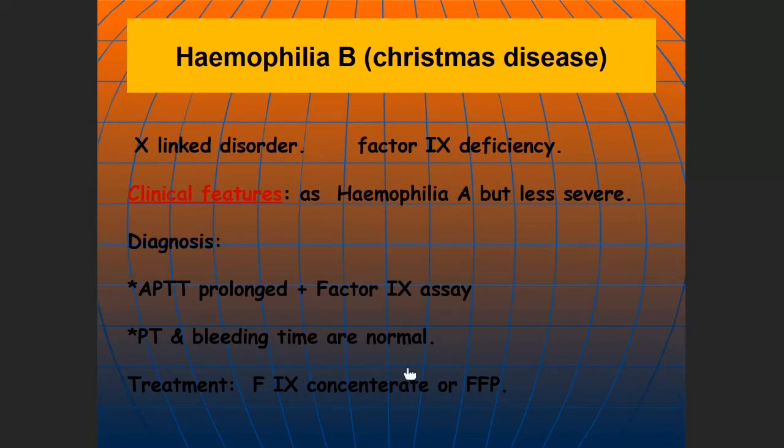Investigations to reach the diagnosis: again, we do APTT, and it is prolonged. Prothrombin time and bleeding time are normal. In this disease, we measure the factor 9 level. So we find prolonged activated partial thromboplastin time and reduced factor 9 level. Treatment is by factor 9 concentrate or fresh frozen plasma. You give the patient fresh frozen plasma, or preferably we give factor 9 concentrate.